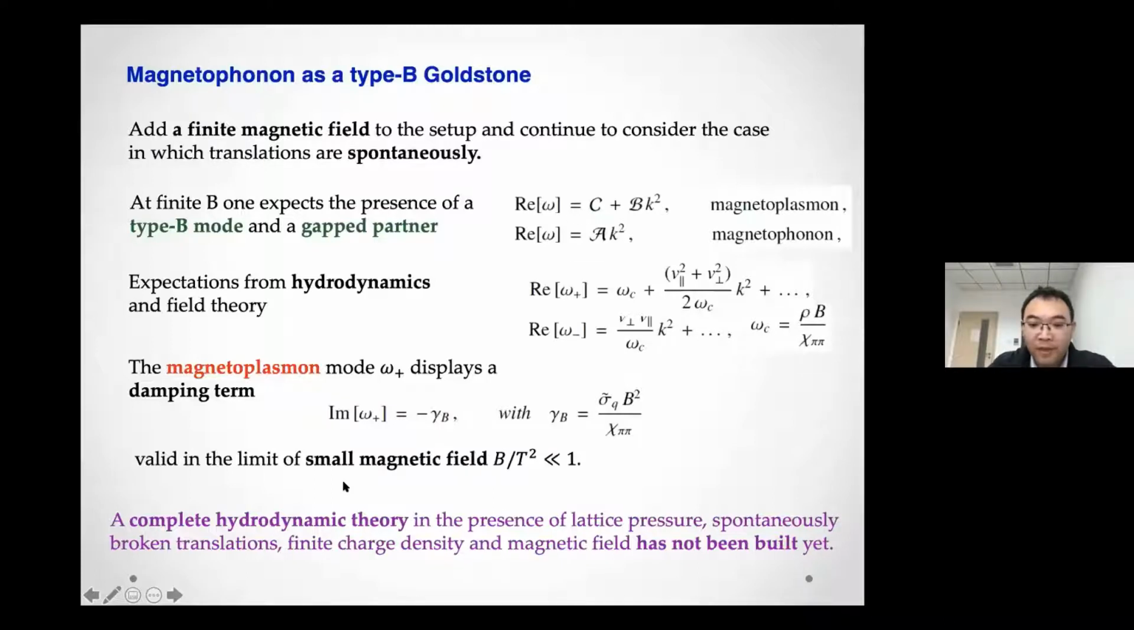We should point out that a complete hydro theory in the presence of lattice pressure, spontaneously broken translations, finite charge density, and magnetic field has not been built yet. So in some sense, our holographic result will give some first results for this kind of situation.